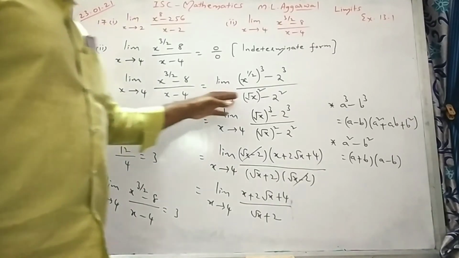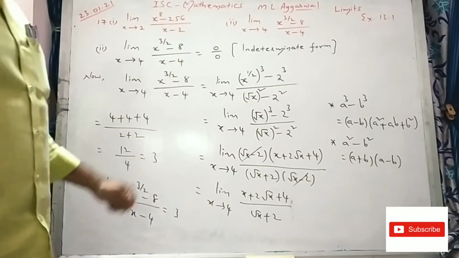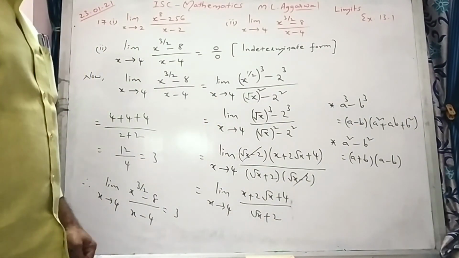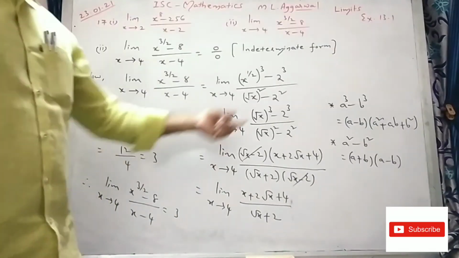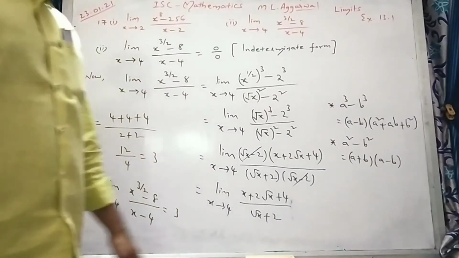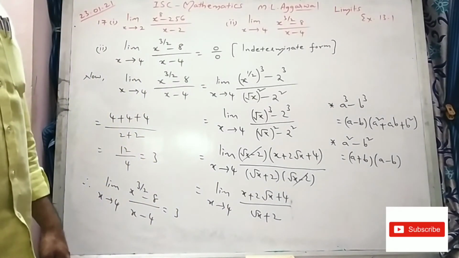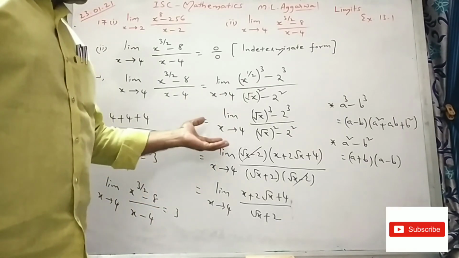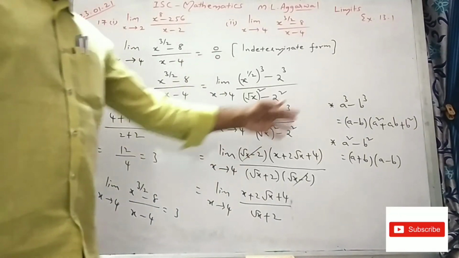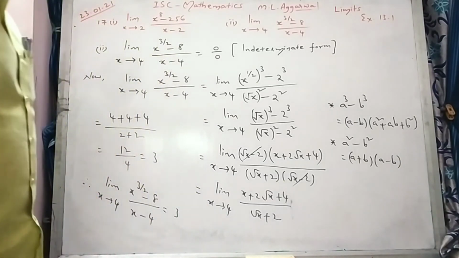So actually it is not in that standard form. That's why I did it in another way. If the given limit is in that standard form, we could apply limit x tends to a, (x power n minus a power n) by (x minus a) equal to n into a power n minus 1. Since it is not in that form, I proceeded with another method. Okay? Hope it is clear.